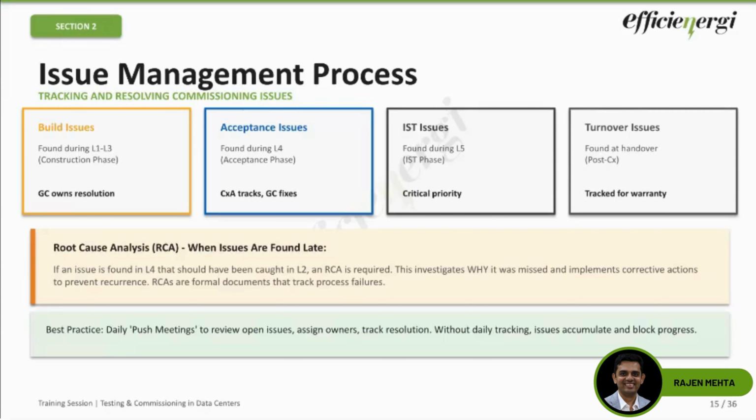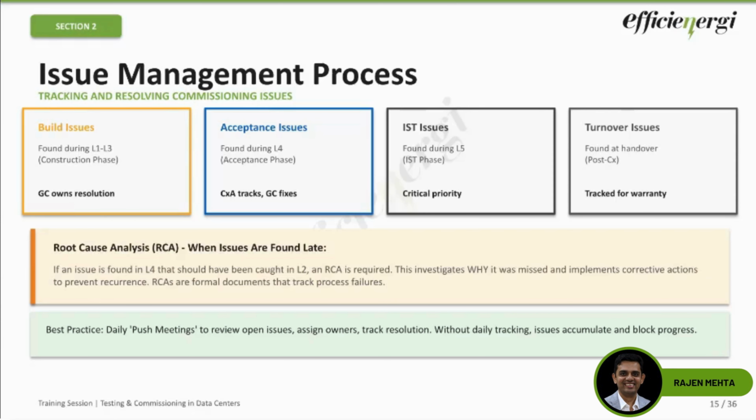And next is best practice, I would say, a daily stand-up meeting, daily push meeting, you call it, buffer meeting, you call it, whatever. Because issues do not resolve themselves, right? Without daily tracking, multiplication of open issues will happen. And we are witness to that day in, day out. At least 15 to 20, 30 minutes का daily meeting जरूरी है, जिसमें all open issues are to be reviewed, assign, reassign owners करना है, aging track करना है. That is very important.